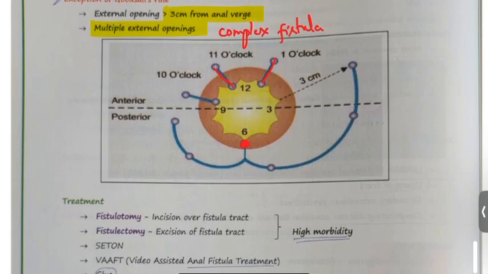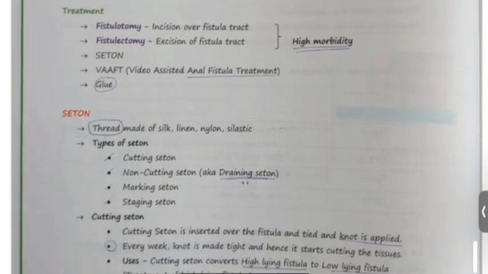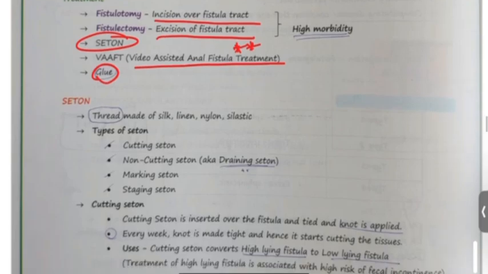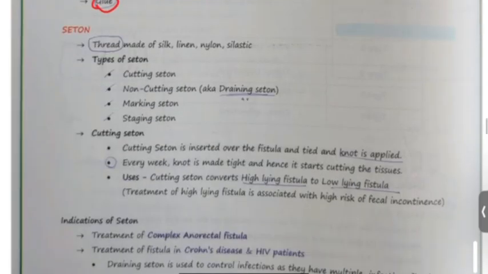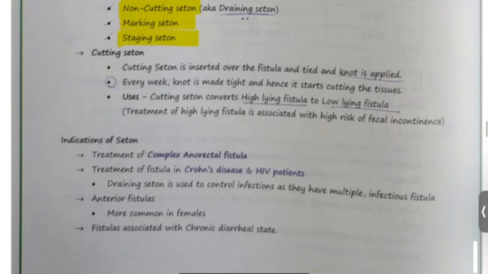So what is the treatment for fistula in ano? Fistulotomy, that is the incision over the fistula tract. Fistulectomy, that is excision of the fistula tract. Or we can go for seton, or video assisted anal fistula treatment, or we can just put a glue. So what is this seton? Seton is a thread made up of silk, linen, nylon or elastic. Basically four types of materials can be used, and these can be cutting seton, non-cutting seton, marking seton and staging seton.